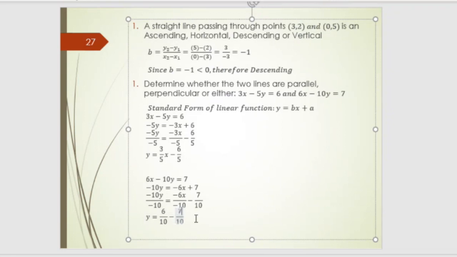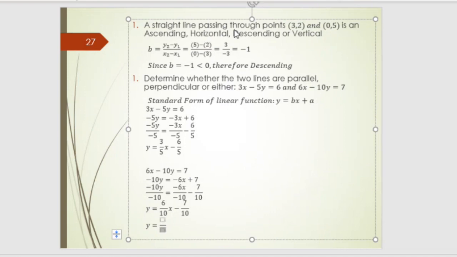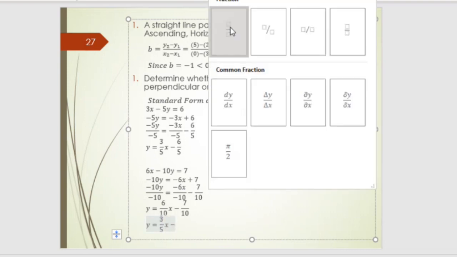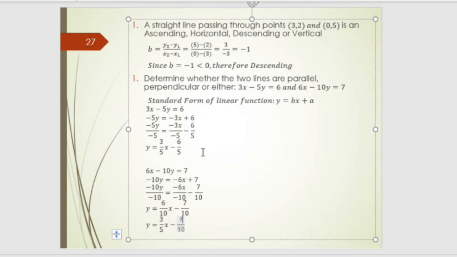Now this equation, I think you can still go further with the 6 over 10 x. You can take the common factor of 6 and 10, which is 2. If you divide 10 by 2, we have 5, and 6 divided by 2, we have 3. So it's 3 over 5 x, then minus 7 over 10. For 7 over 10, there's no common factor. All right, so we have this.